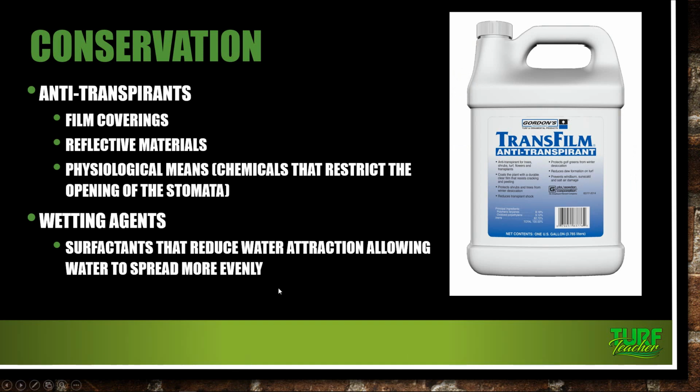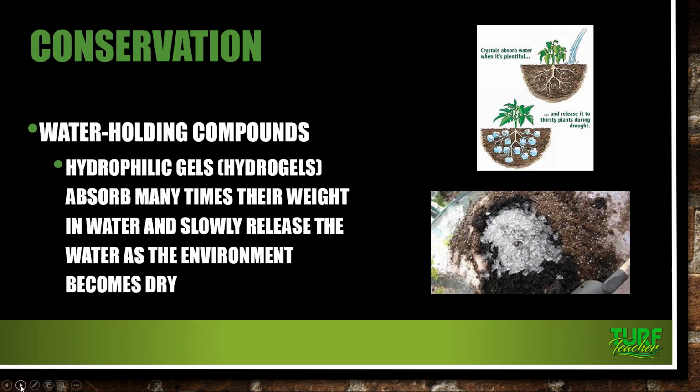Use anti-transpirants. That's like a film covering to help the plants not lose water through transpiration. Reflective materials, physiological means, chemicals that restrict the opening of the stomata so that they don't lose that water through transpiration. And then use wetting agents, surfactants that reduce water attraction, allowing water to spread more evenly. And then water holding compounds are hydrophilic gels or hydrogels. They absorb many times their weight in water and slowly release the water as the environment becomes dry. Good to add that stuff in when you are planting new plants.